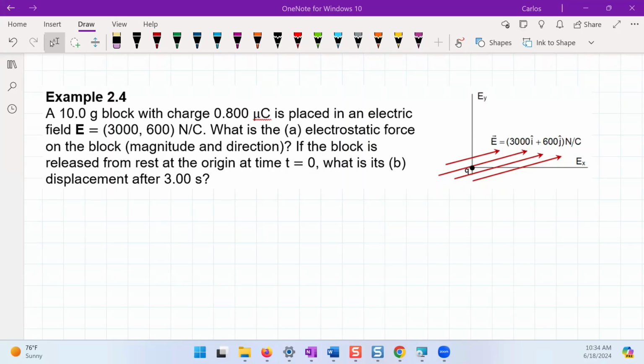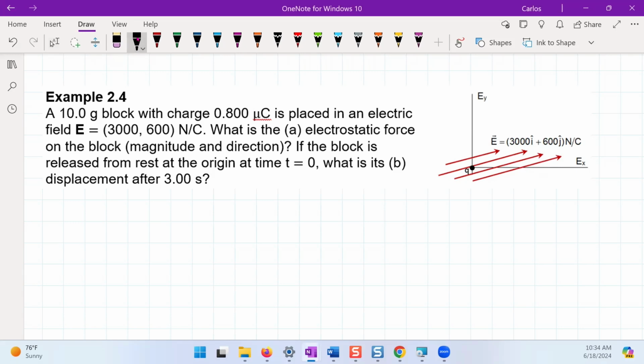Example 2.4. A 10-gram block with charge 0.8 microcoulombs is placed in an electric field with components Ex equal to 3000, Ey equal to 600 newtons per coulomb. What is the electrostatic force on the block, magnitude and direction? If the block is released from rest at the origin at time t equal to 0, what is its displacement after 3 seconds? So let's draw a picture of this situation.